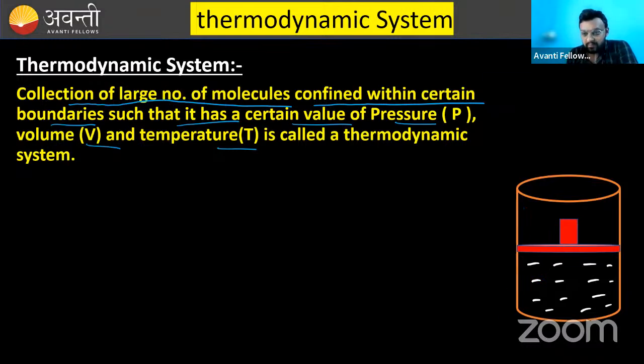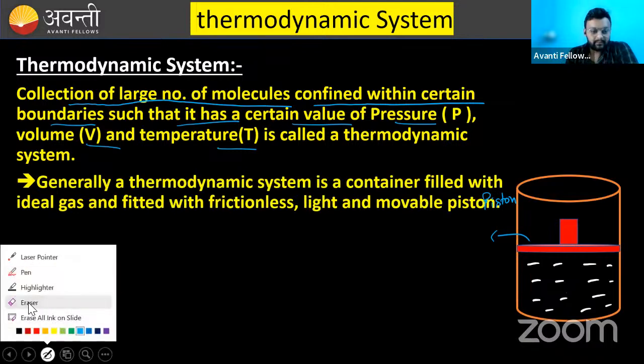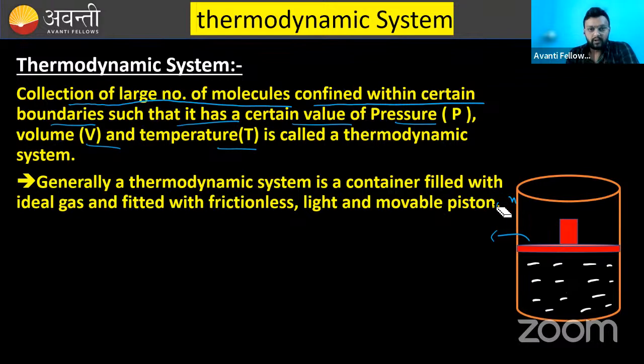So this is an ideal gas. What I'm saying is, a boundary, a system, a container filled with some gas, some ideal gas. And this is a piston. A piston can be moved up and down. And this piston is considered to be light and frictionless. So this is a thermodynamic system. In terms of definition, generally, a thermodynamic system is a container filled with ideal gas and fitted with a frictionless, light, and movable piston.